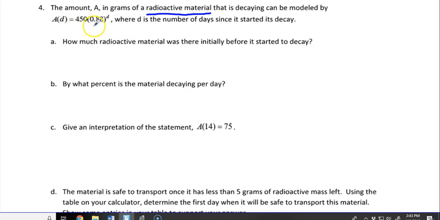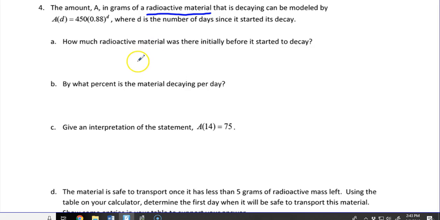decays according to this function. So how much was there initially? And hopefully you've had enough experience, even though you haven't had a lot of experience with radioactive decay, to be able to say how much there was initially. And I'm wondering if you can find out how much is decaying per day, and can you interpret this sentence? So see if you can work out A, B, and C, and then play the recording.